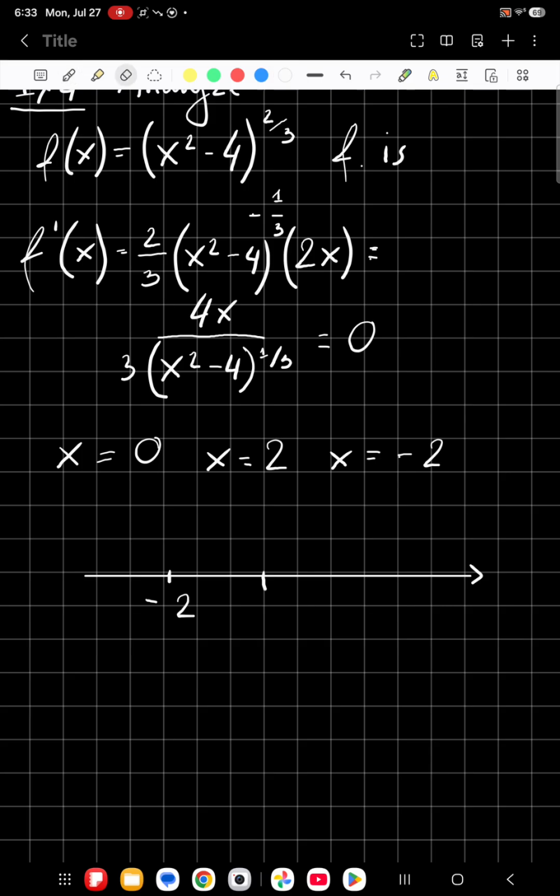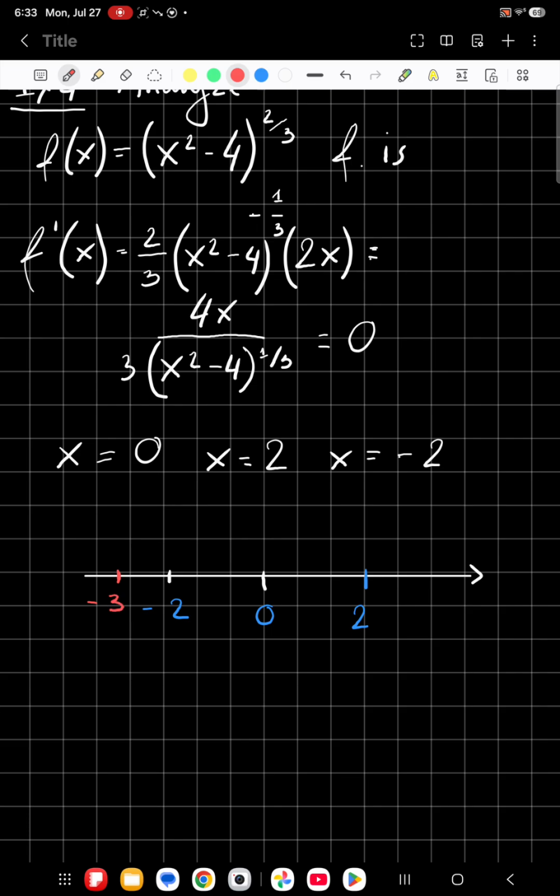Critical numbers were what? I think blue. Okay, so negative 2, 0, and 2. And then we pick a couple of testing numbers. I'm not sure if that is an official name, testing intervals.